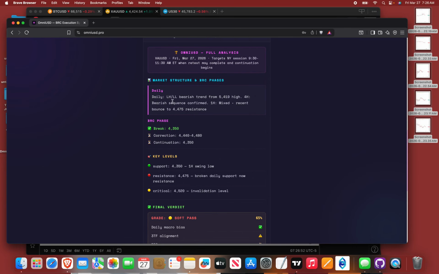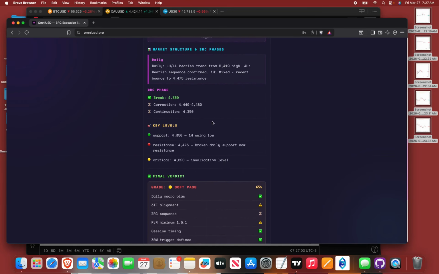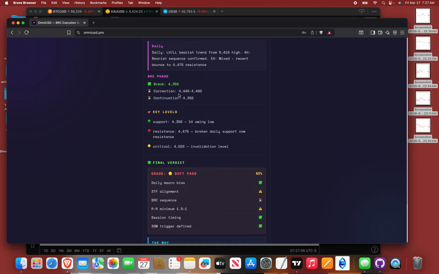The daily is with lower highs and lower lows, a bearish trend from the 45.19 high. The 4 hour bearish sequence confirmed. 1 hour mixed, recent bounce to 44.75 resistance. Break 43.50, correction 44.40.